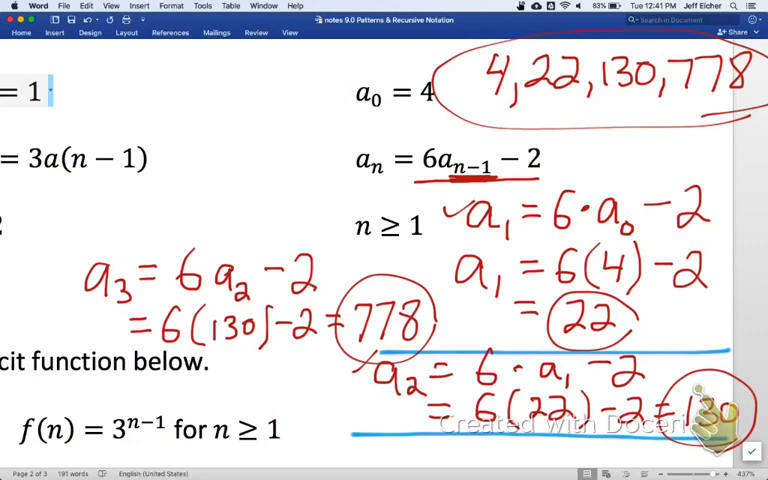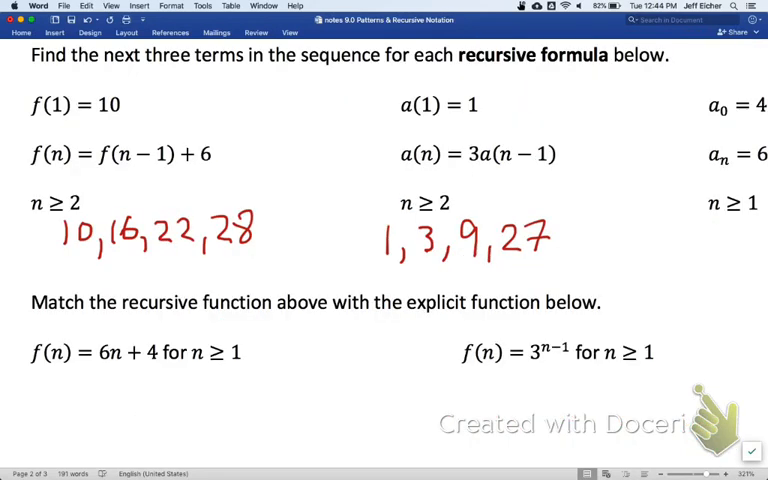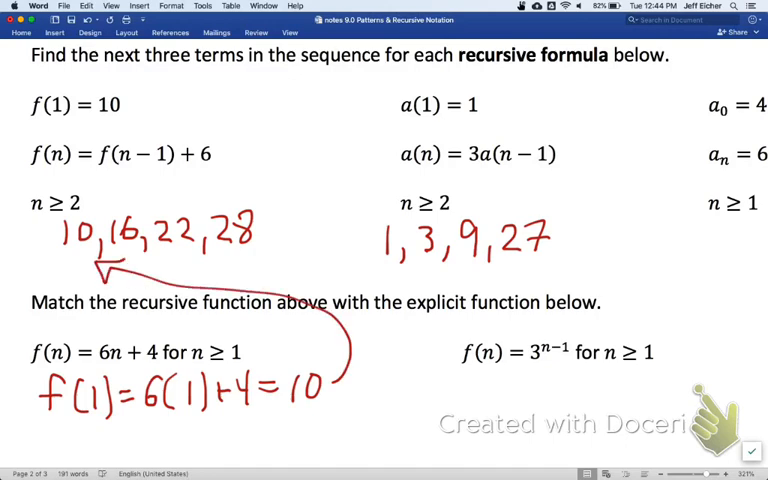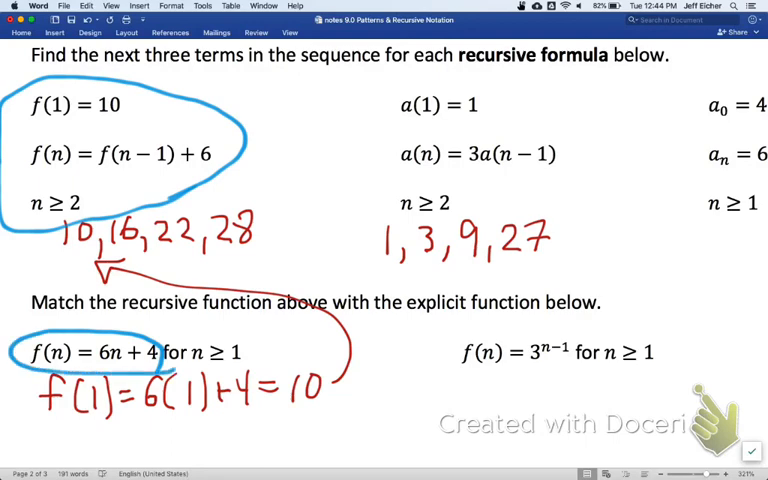All right, let's finish up our last example. So in this last question it says match the recursive function above with the explicit function below. So let's see. If we did f of 1, we'd plug 1 into that, and that would give us 10 as our first term, and that looks like that would be matching. So this recursive formula is equivalent to this explicit formula.